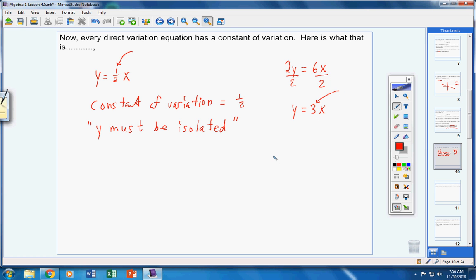Got it? 3. So it's really quite simple. In fact, it's amazingly simple. The constant of variation for a direct variation equation is always the number with the x, the coefficient of x, as long as the y is all by itself, or the y is isolated. Okay? Now this is interesting.